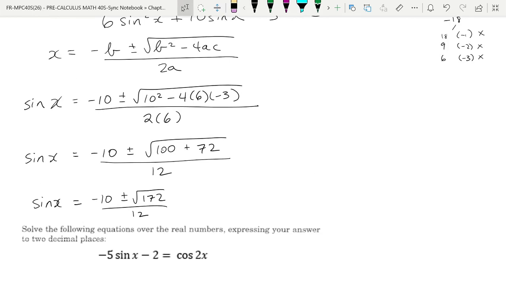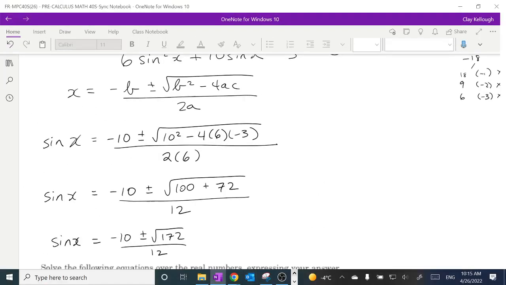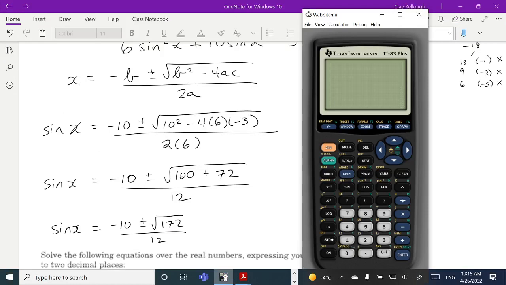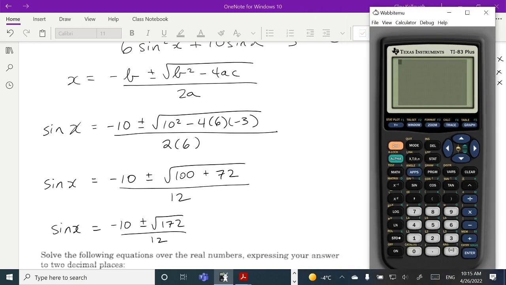So I have two answers. So I'm going to break out my calculator. I'm going to find out what the square root of 172 is. And then I'm going to, actually I don't really need to know what it is. I'll just do this as one calculation. I'm going to open a bracket, -10 plus the square root of 172. Close the bracket for the square root, close the bracket for the numerator, divided by 12. So there's the plus answer to 4 decimal places. So sine of x is 0.2596.